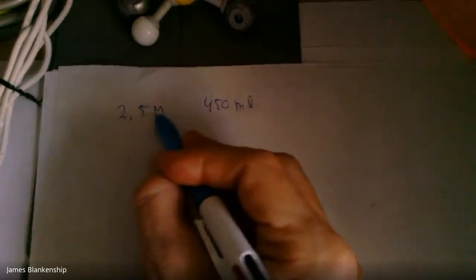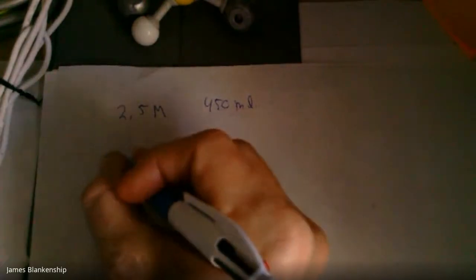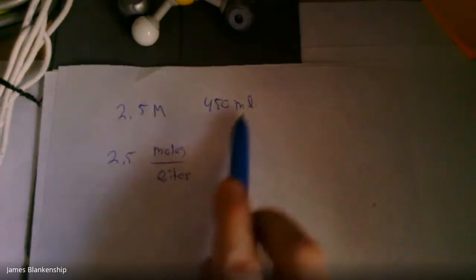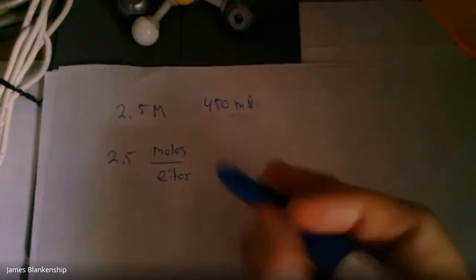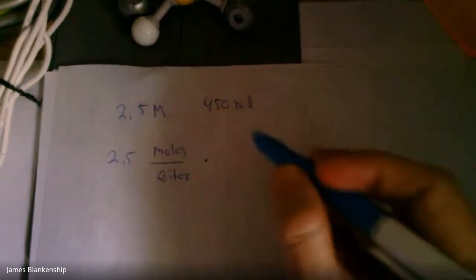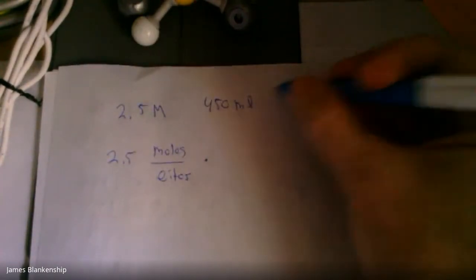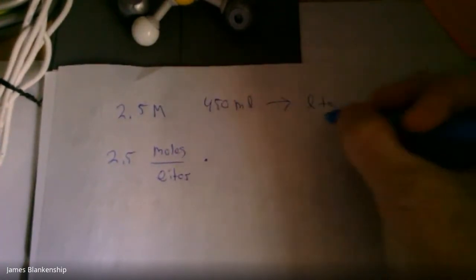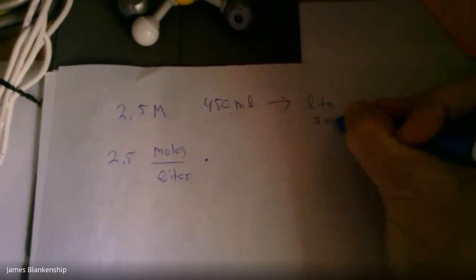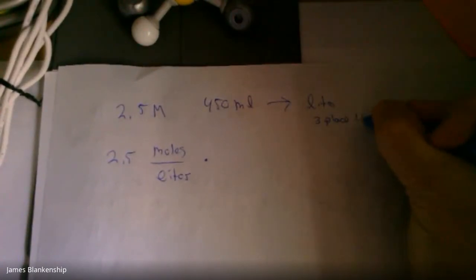What we can do is say this capital M is the same as moles over liters. We can say 2.5 moles per liter times the number of liters we have, and we're going to convert from milliliters to liters. Quick conversion from milliliters to liters: when you go from milliliters to liters, move your decimal point 3 places to make the number smaller.